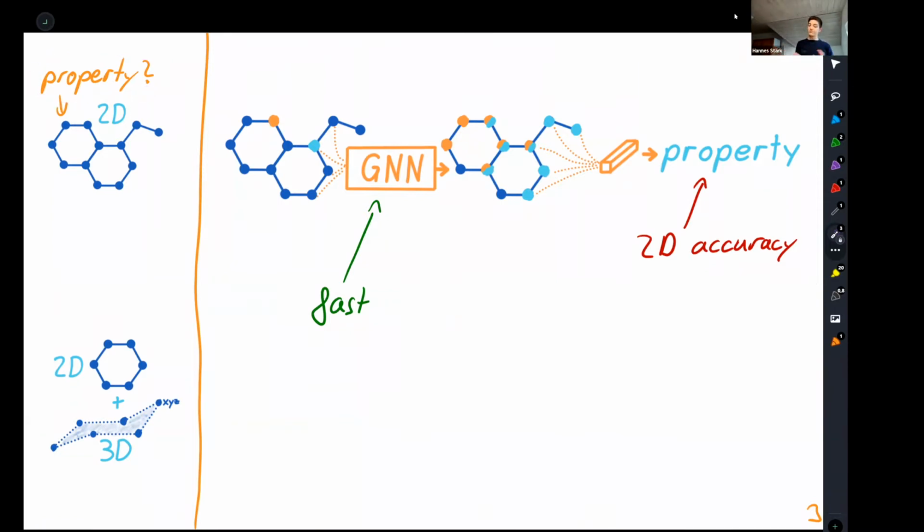What we can do is just use the 2D graph, as we said before, with some GNN, get node representations, and then predict the property. Of course, this is very fast because we can process a lot of molecules in parallel with the GNN, just in batches, and just need to do a single forward pass to get many property predictions at once. But this way we are of course stuck with the 2D level of accuracy, and we cannot leverage any 3D information about the molecule.